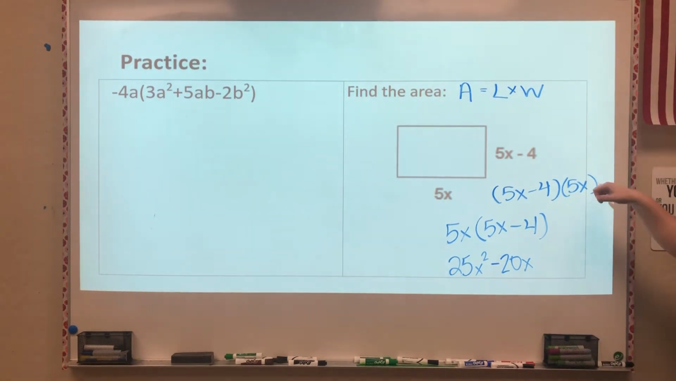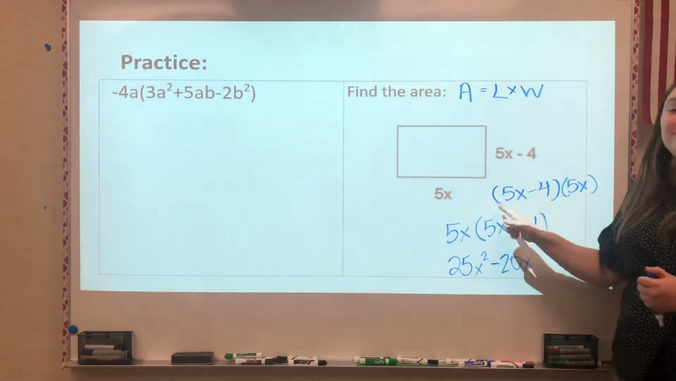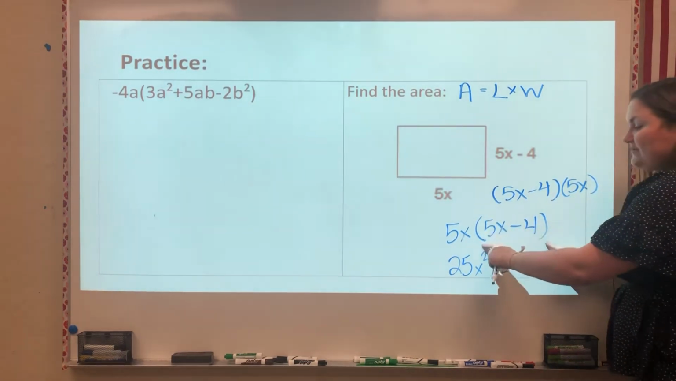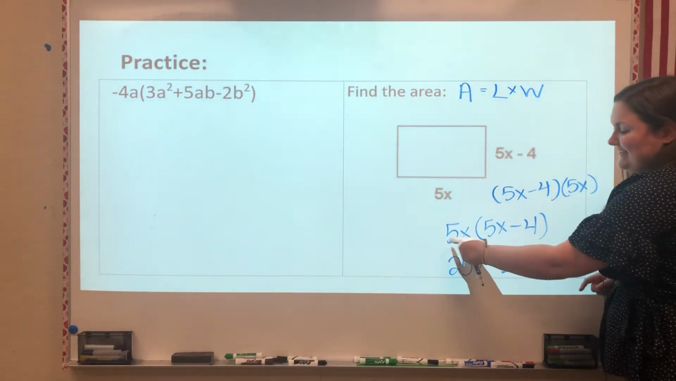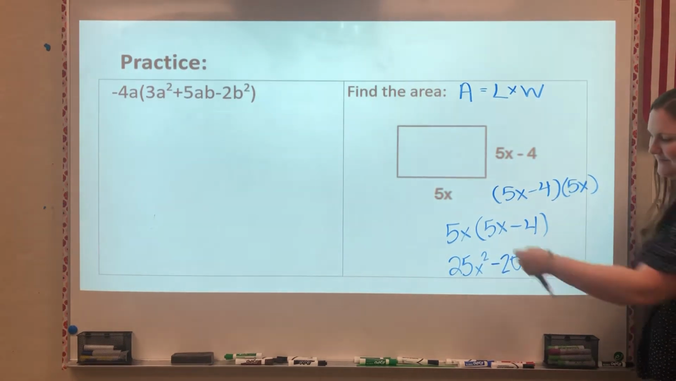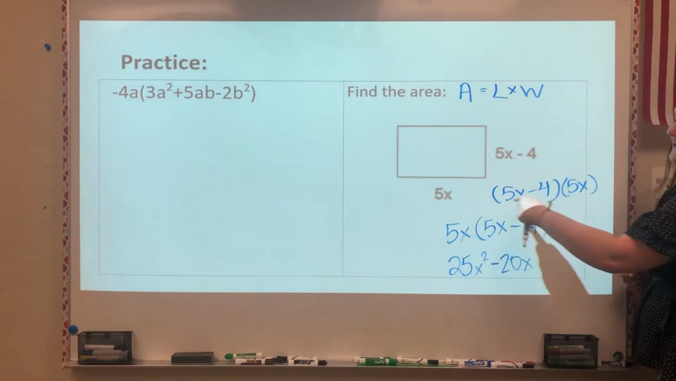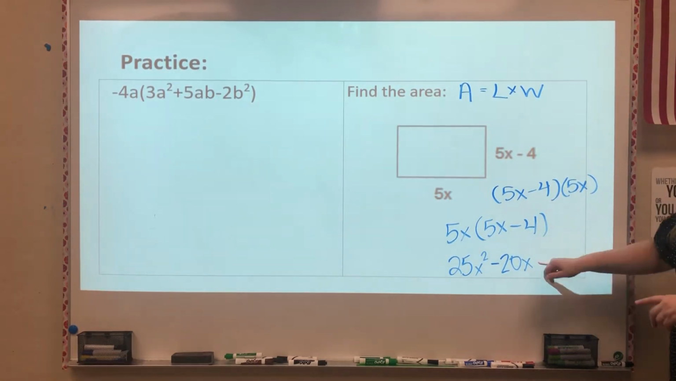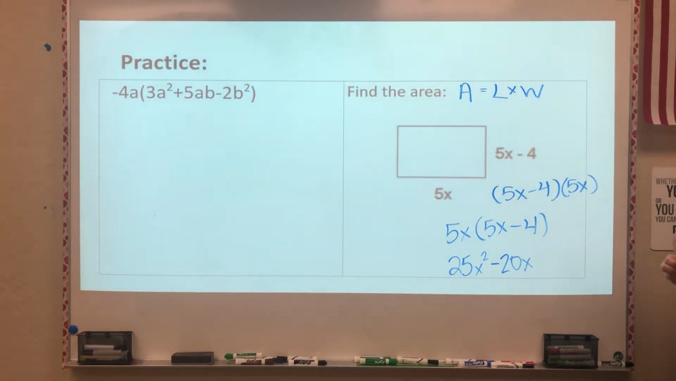The one thing that both of these have in common is notice those parentheses. I need those there so that it's saying I'm multiplying this side by this entire side. Not just 5x times 5x, but 5x times 5x and 5x times the minus 4. So we'll get our answer of 25x squared minus 20x, no matter how you write it.